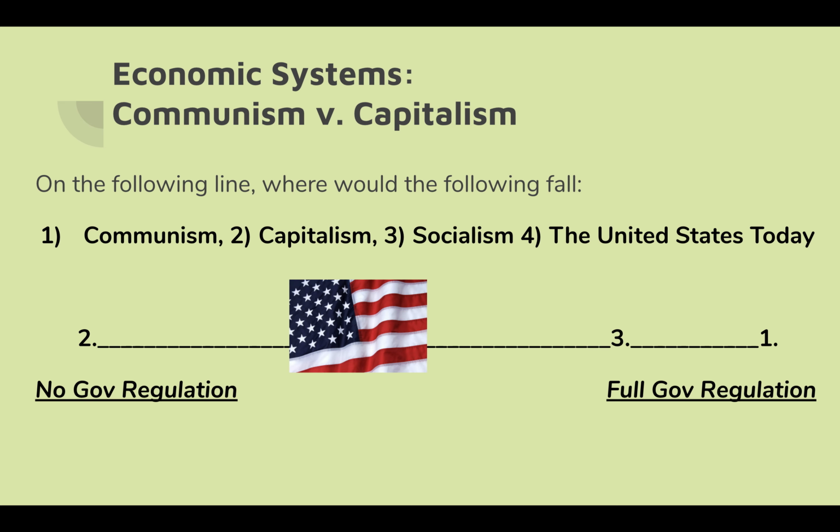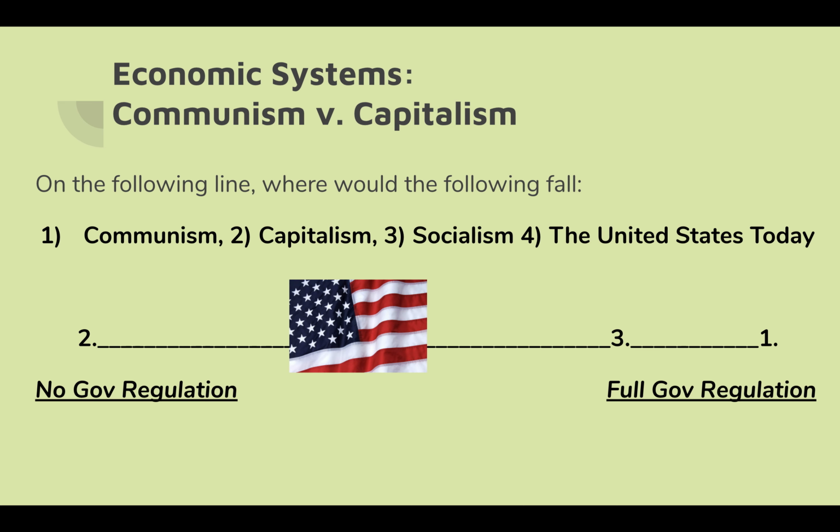So what do these economic systems mean? You've probably heard both of these words before, but what do they mean? On this slide, what I've tried to do is show a continuum. On one side, you have no government regulation of the economy at all, meaning that the government allows business to do whatever it wants. On the other side, you have full government regulation of the economy, meaning that the government controls everything. There is no free enterprise. It is all about competition between businesses, and may the best survive. And so where would you place communism, capitalism, socialism, and the US today on this line?